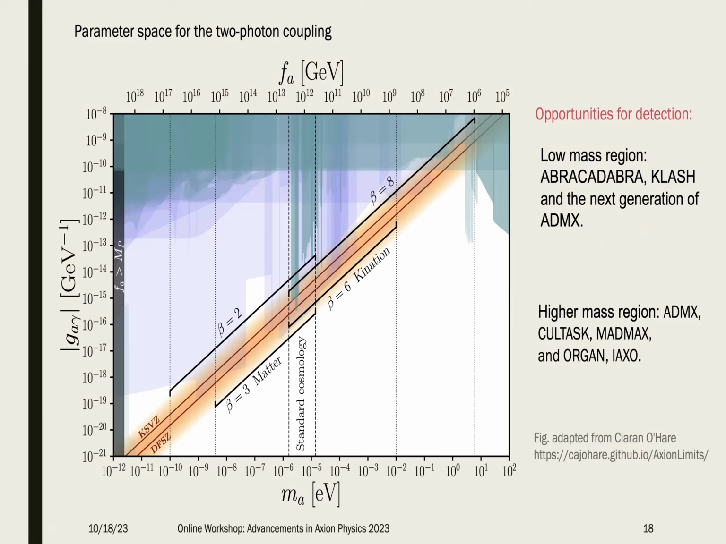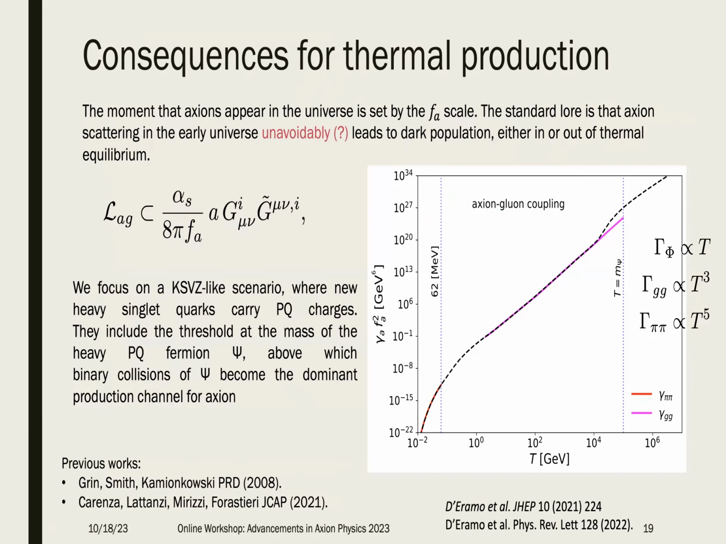Okay, so now I will be telling you about the consequences for the thermal production. We know that in principle, if this interaction term between axions and gluons is operative during, let's say, radiation domination, unavoidably we end up with some thermal population of axions that could even be in tension with some astrophysical observations.